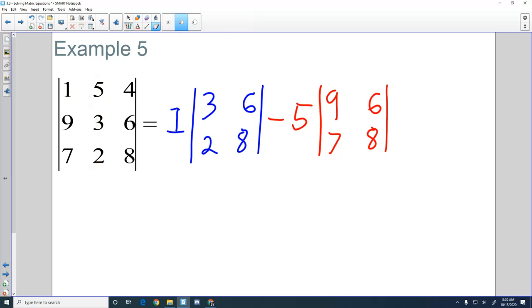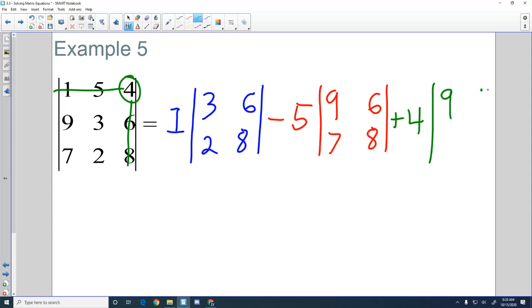All right, one more. Circle the 4. Now this is back to a positive. We're going to add this value. So I'm going to write plus 4. Cross out the rest of that row and the rest of the column, and we're left with 4 numbers. We write those 4 numbers, 9, 3, 7, 2.